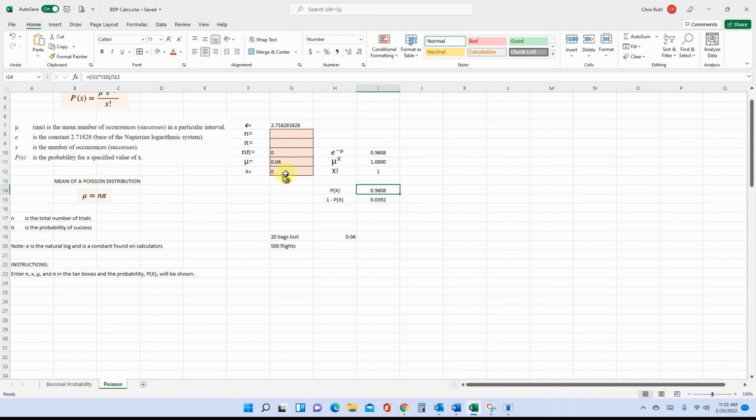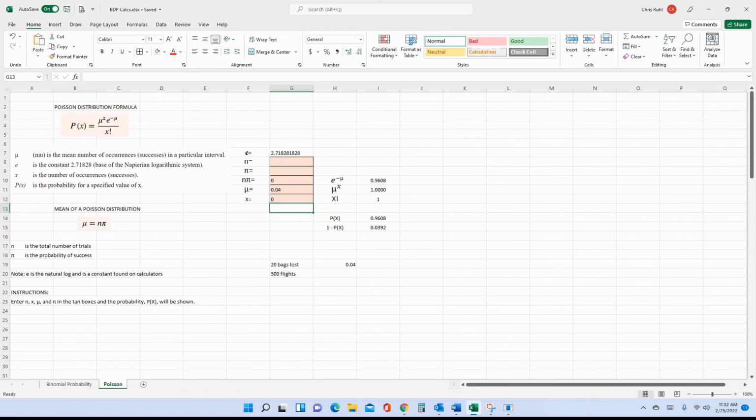And beyond that, if I put a 2 in here, it's 0.0008. If I go to a 3, there's no chance of losing 3 bags. So it's 0 from then on out. And that goes along with the table that they have. All right, so let's look at another one.